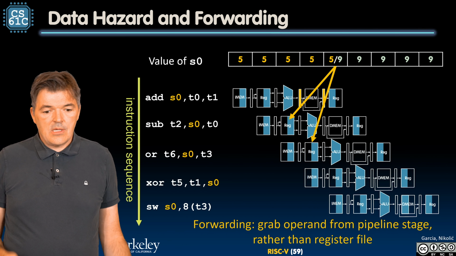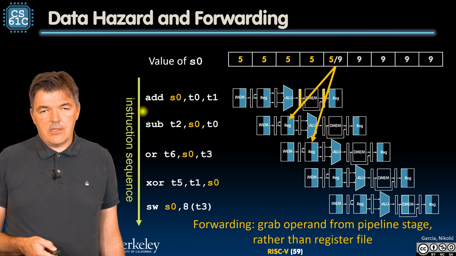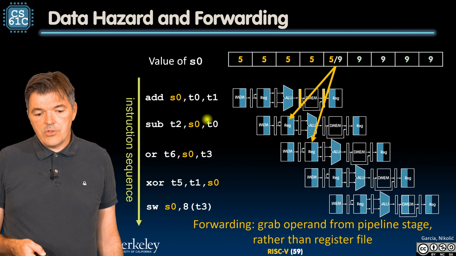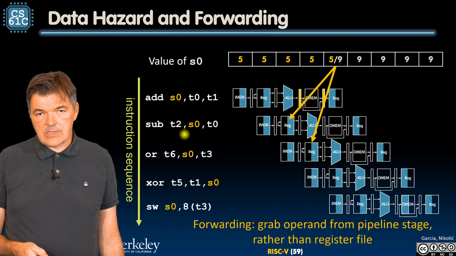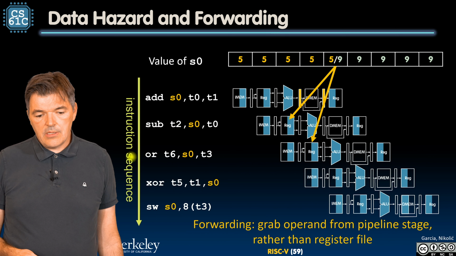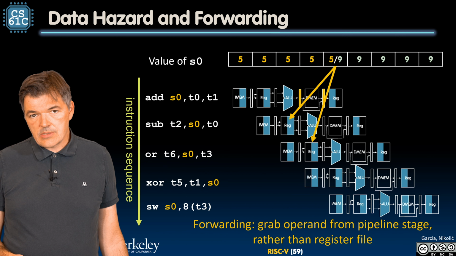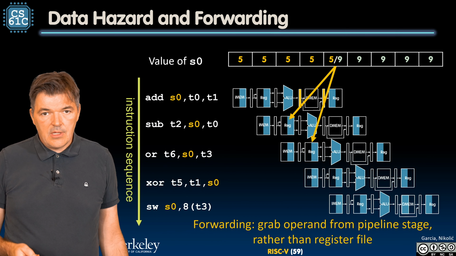So in this case, we had an add instruction that was in the pipeline already, and then there was a sub instruction that was following it and used the result that was stored in the destination register S0 as the source for that following instruction. And then the instruction after that also used S0 as the source register.